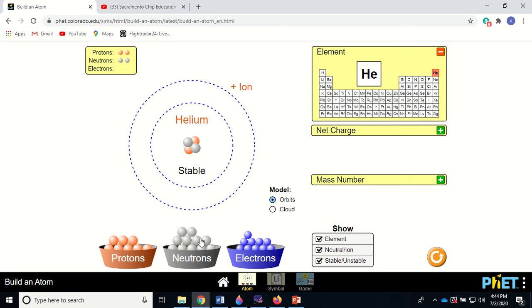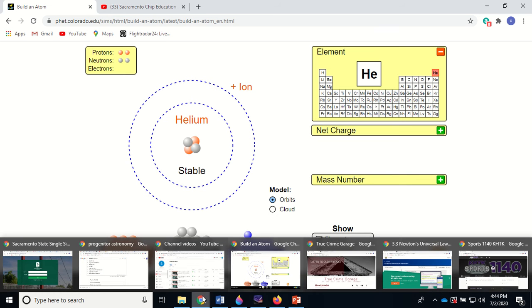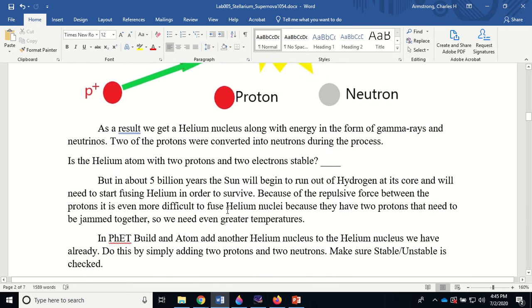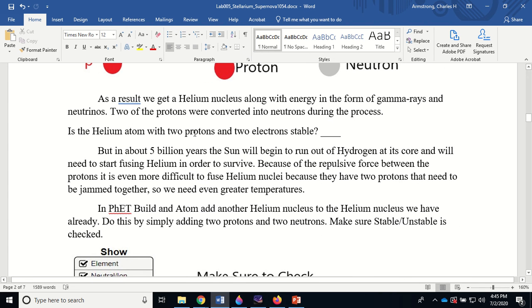Unstable means it's going to decay. It means it's going to break up. Some of them break up more rapidly than others. So now we've got a stable helium. So that's what happens here, and then in the end, 2 of the protons emit a neutrino, and then other things happen. They lose a positron, a neutrino, and they become neutrons. And so the protons and the neutrons, and then we got the helium nucleus, with 2 protons and 2 neutrons.